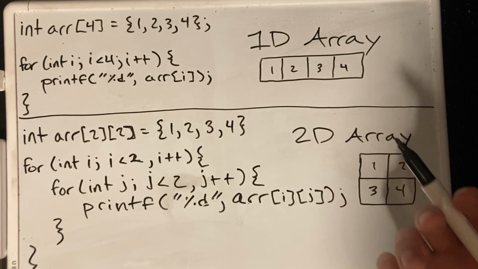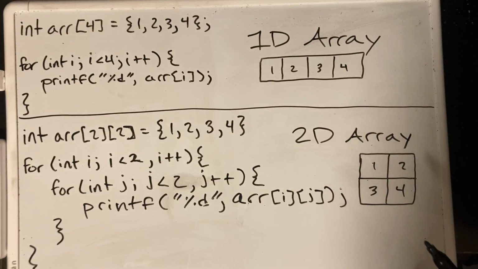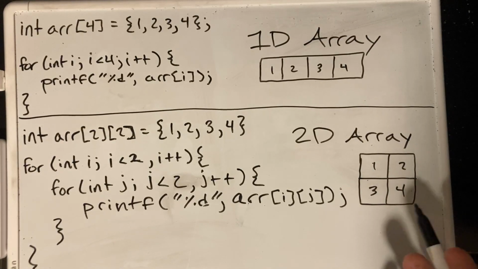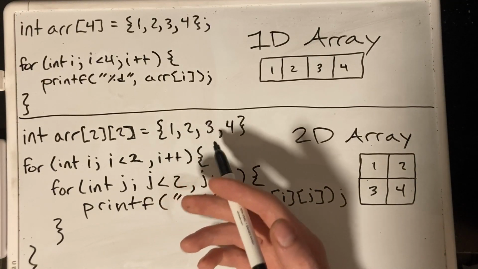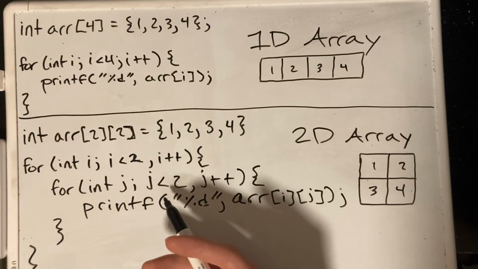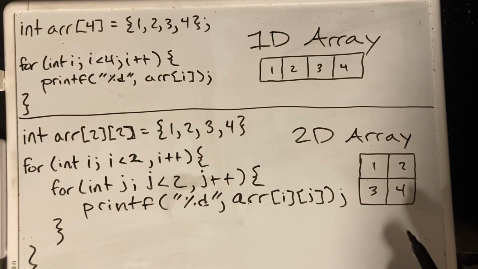While this is used for printing names or an ID, we can print boards, or ChatGPT will use this for computations and whatnot for matrices, right? And we can do the same thing by initializing 1, 2, 3, 4, but instead using 2 and 2. And with the second for loop, we get this 2D planar array.